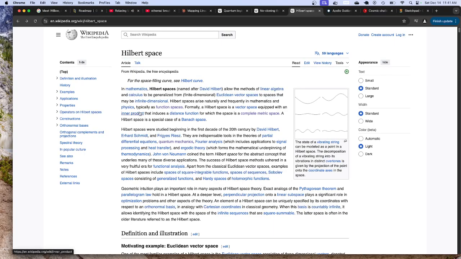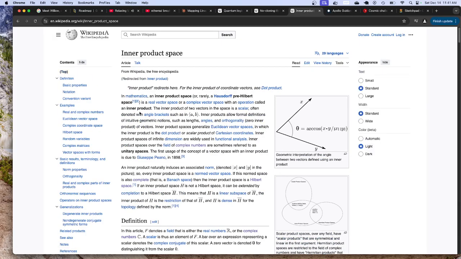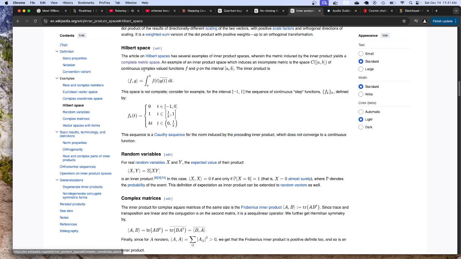Or the inner product in Hilbert space. The article on Hilbert spaces has several examples of inner product spaces where the metric induced by the inner product yields a complete metric space.